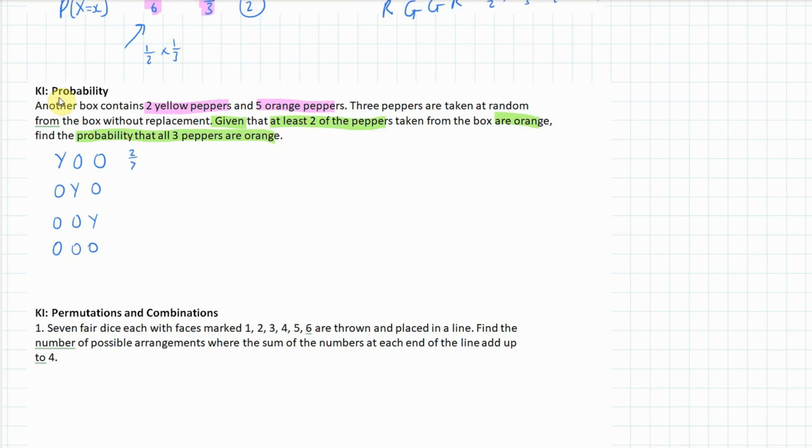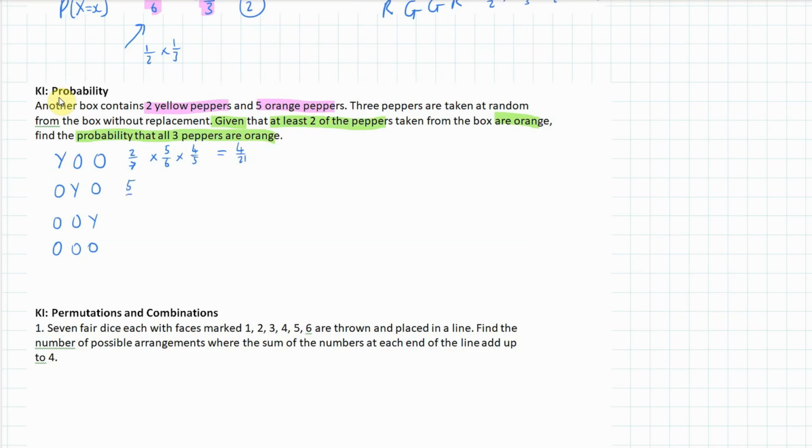So the first one is 2/7, right? Because there's 2 yellow peppers, and then you times that by 5/6, and then by 4/5, because each time you're reducing the number of peppers. So what is this? 4/21.